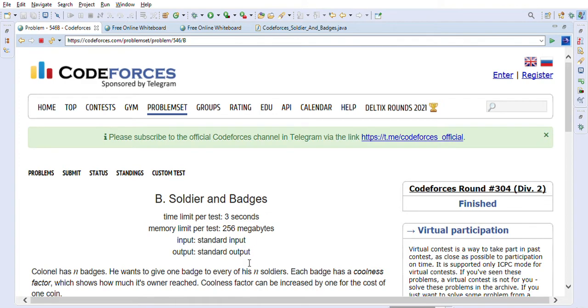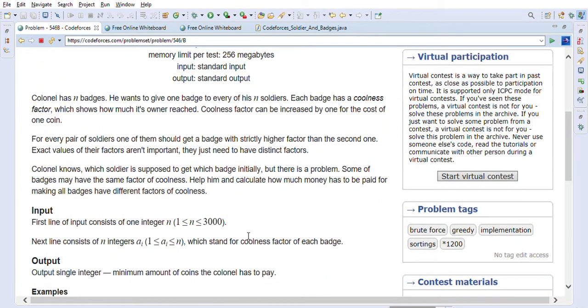So let's look into the Soldier and Badges problem statement. Colonel has n badges. He wants to give one badge to every one of his n soldiers. Each badge has a coolness factor which shows how much its owner reached. Coolness factor can be increased by 1 for the cost of 1 coin. For every pair of soldiers, one of them should get a badge with a strictly higher factor than the second one. Exact values of their factors are not important. They just need to have distinct coolness factors, right?